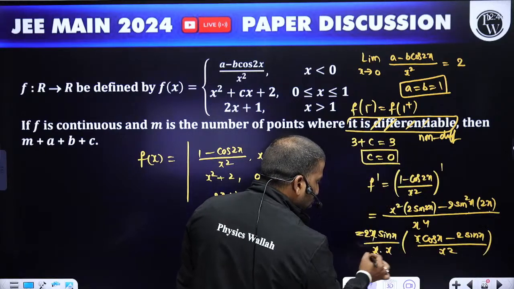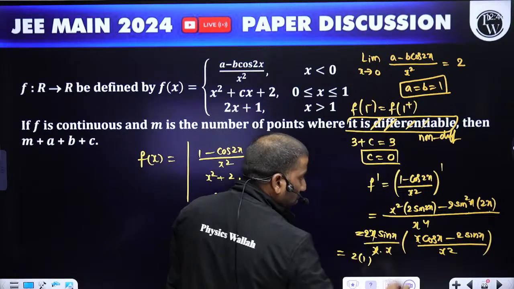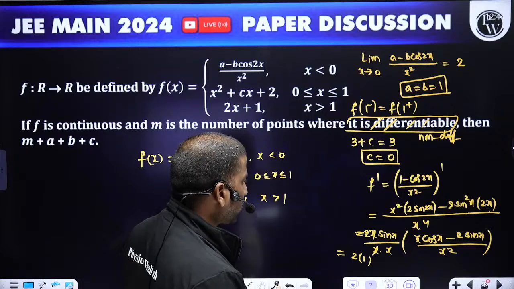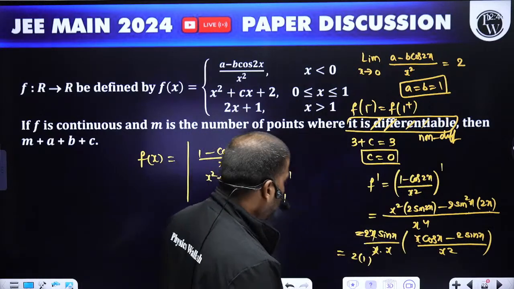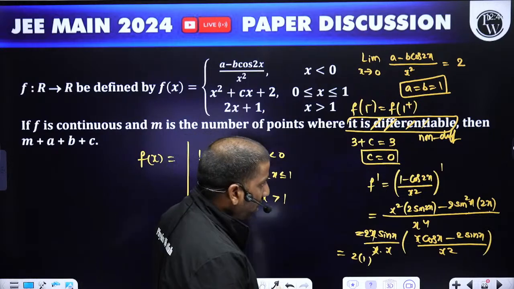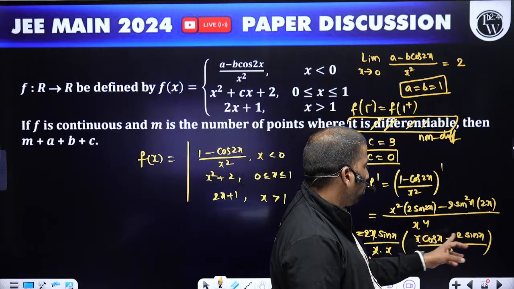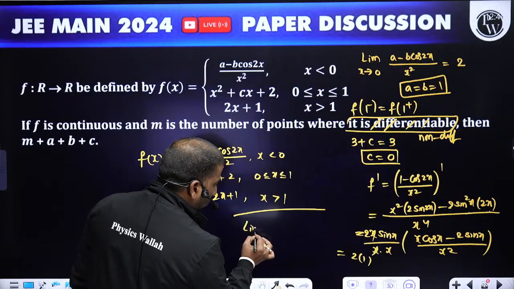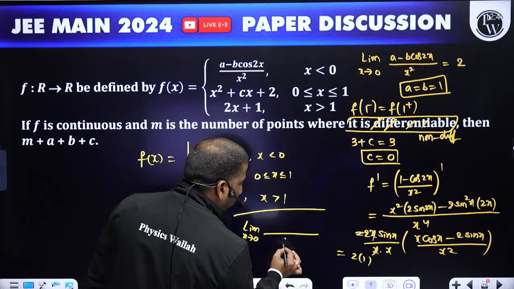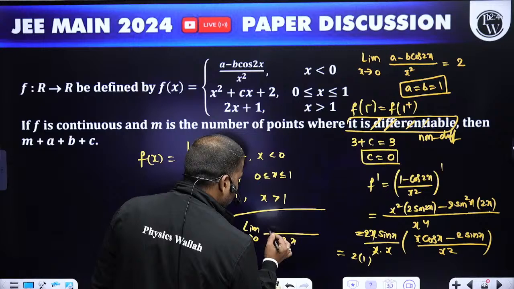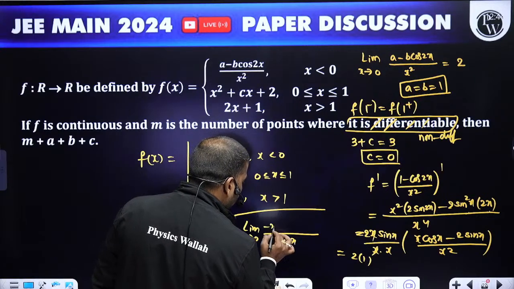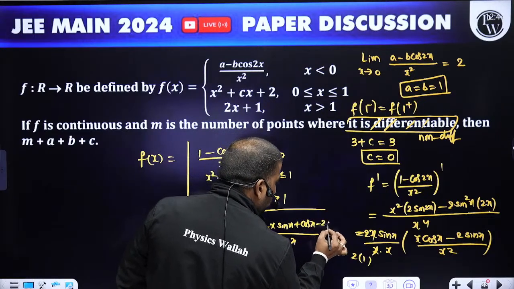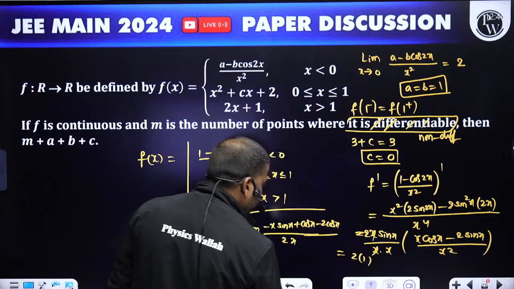X got cancelled, 2 times sin x by x, and what about here? x cos x minus 2 sin x by x square. What is the limit at x is equal to 0? If you find the limit at x is equal to 0, we get 0 by 0. So I apply L'Hopital rule. Limit x is tending to 0, this will become 2x and x cos x. What is x cos x? Minus x sin x plus cos x minus 2 cos x by 2x.